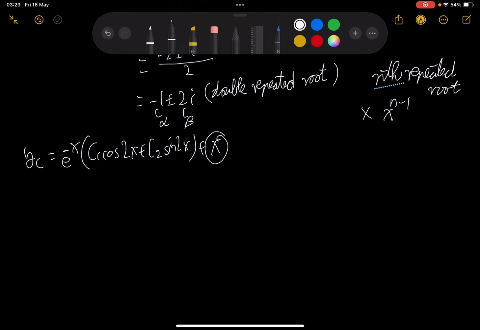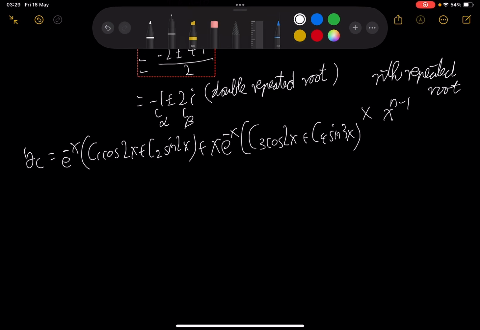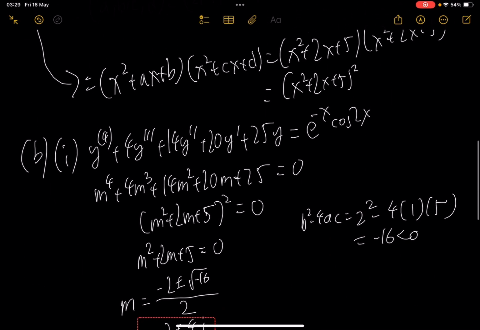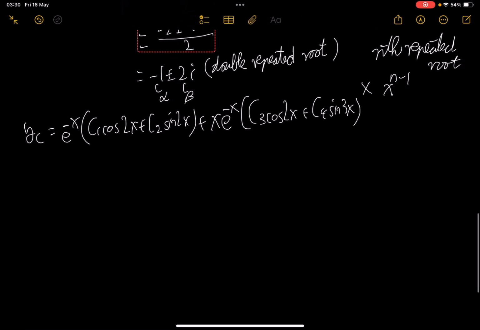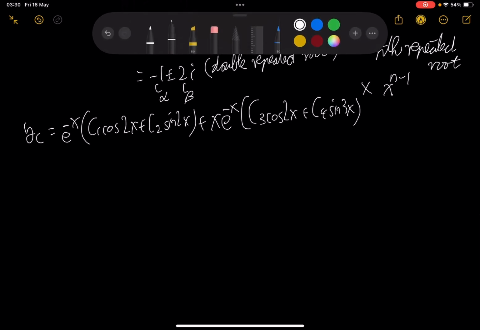These functions, and then times this entire function. However, the C1, C2 we have to change to C3 and C4, because the constants are not always the same. We have to use another constant, C3 and C4. You can get x times e power of negative x like that. And therefore this is our first part. We already solved this. Really cool answers.